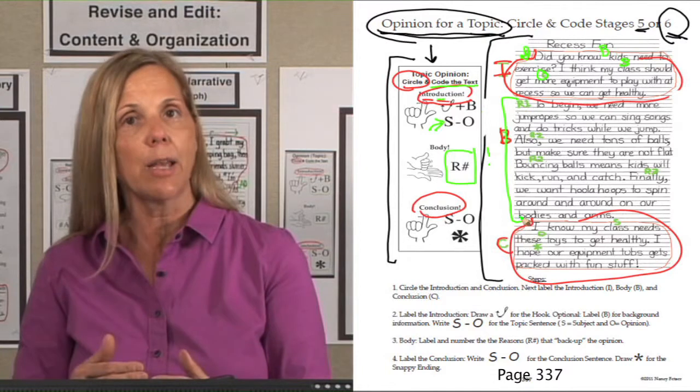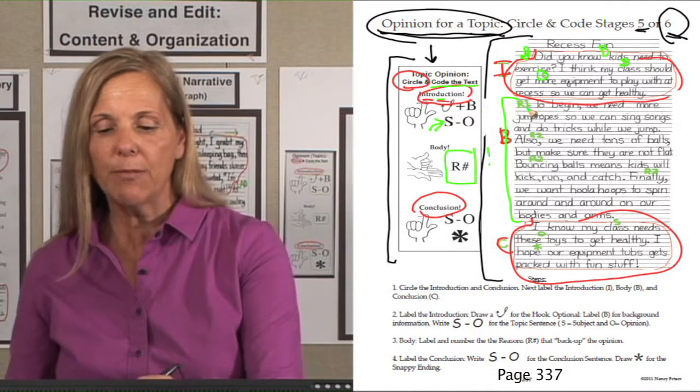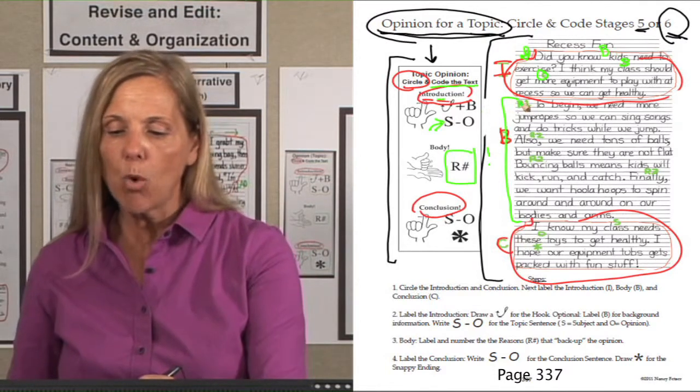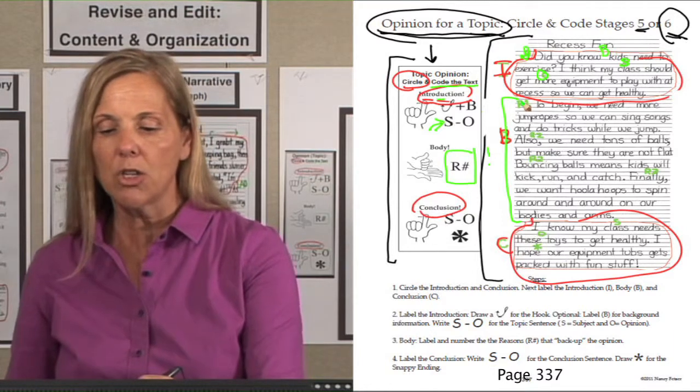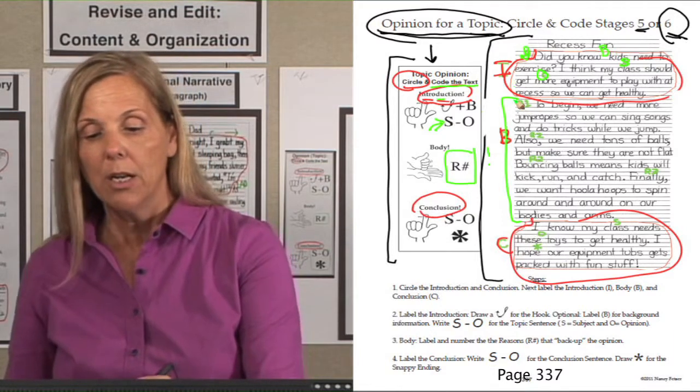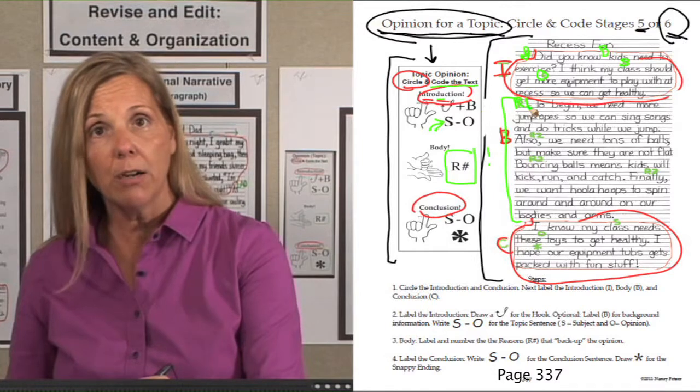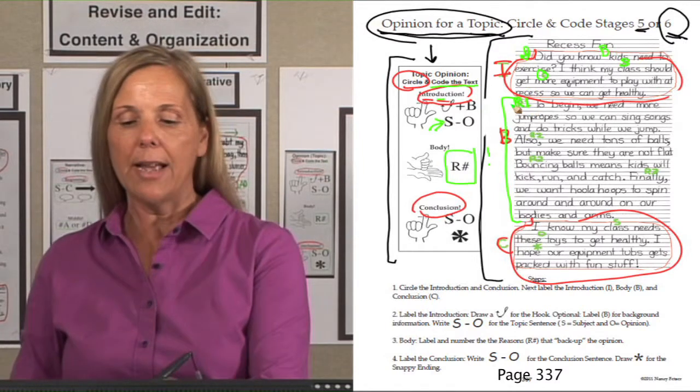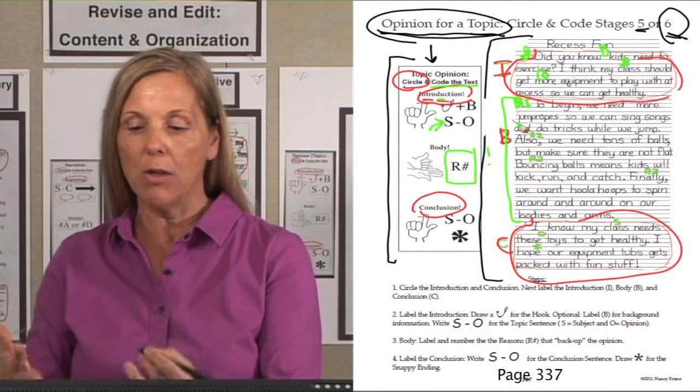Let's go through and let me show you what I mean. We're going to read the first sentence. To begin, we need more jump ropes so we can sing songs and do tricks while we jump. So I'm putting R1 there for reason 1. We read that first reason, number 1. It was about the jump ropes.